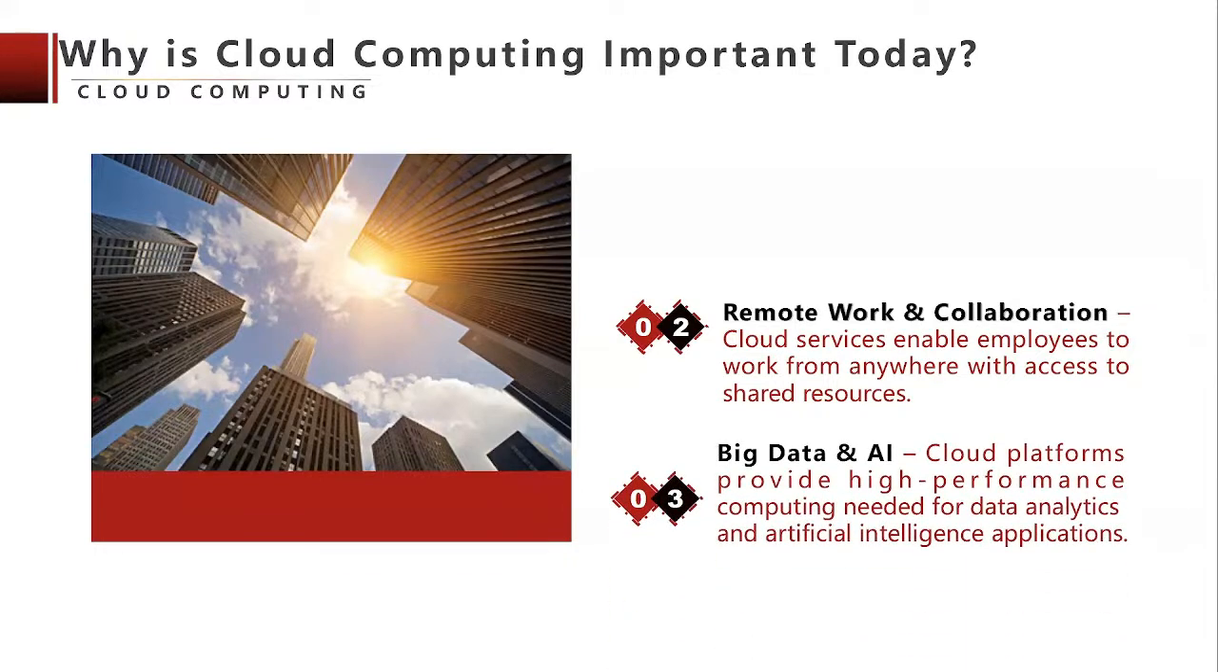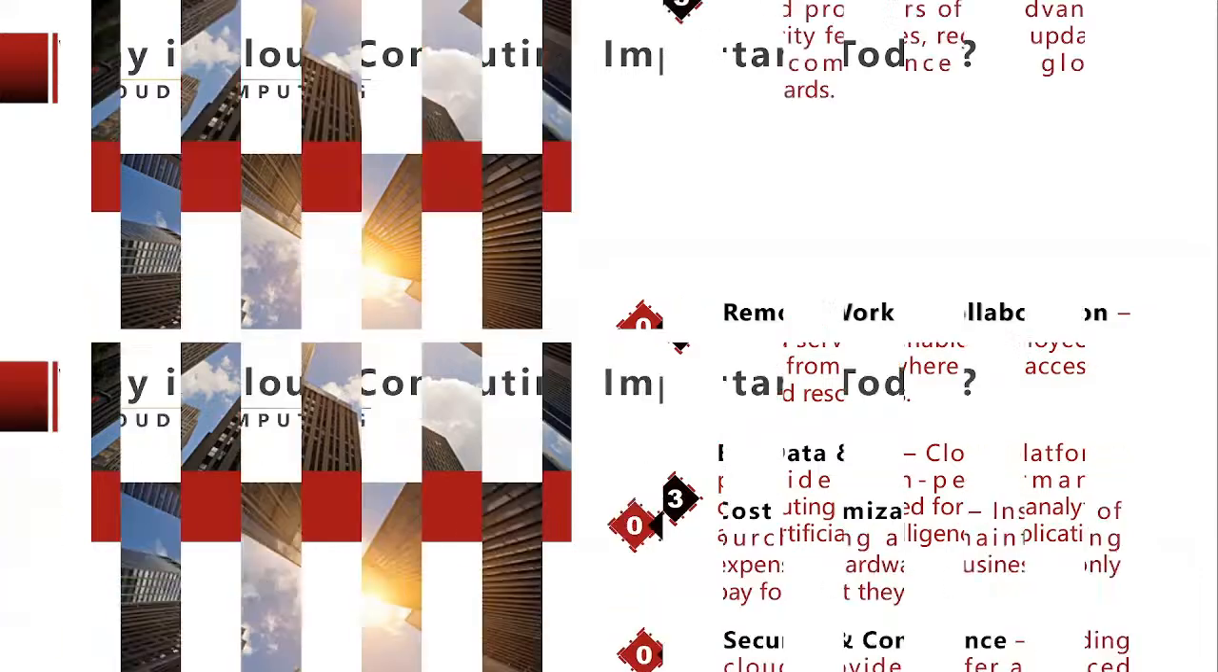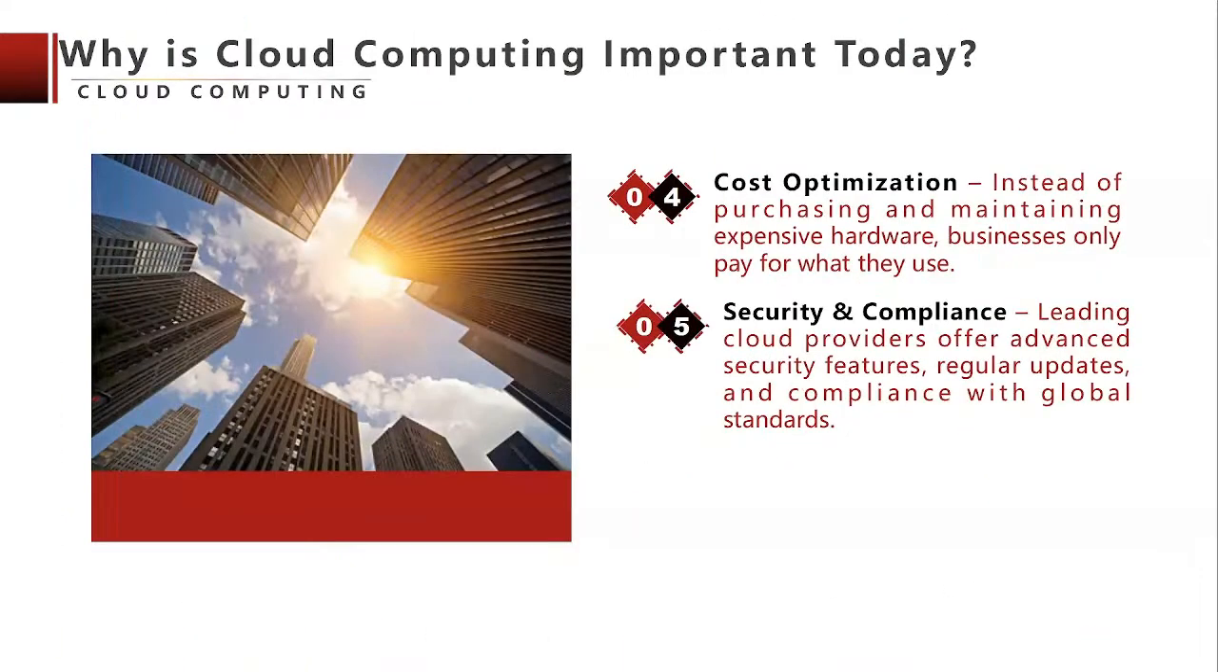Big data and AI is also there. So cloud platforms provide high performance computing needed for data analytics and artificial intelligence applications. Now, simply the fourth point could be cost optimization. So here the cost is very minimum as compared to the offline infrastructure when you store the data in, you know, warehouses, offline, you are storing the stuff.